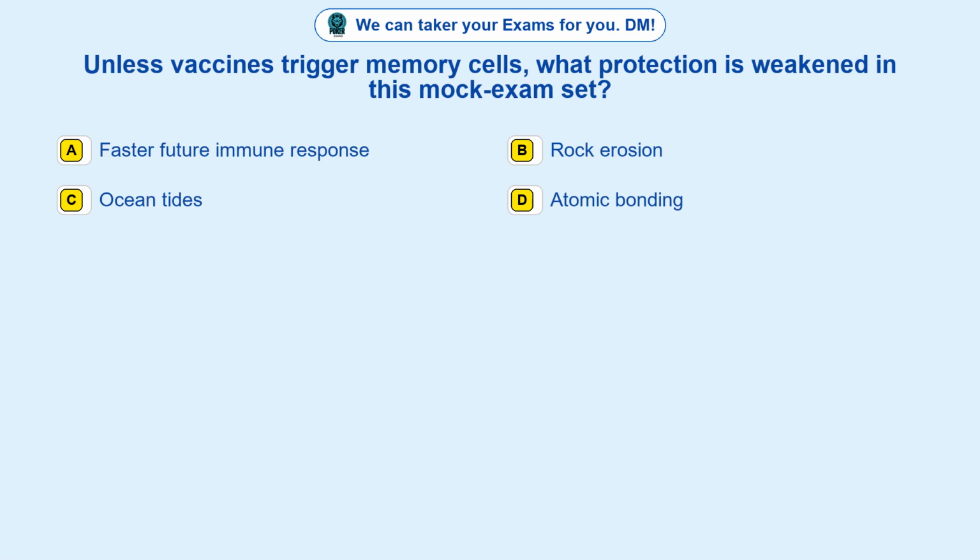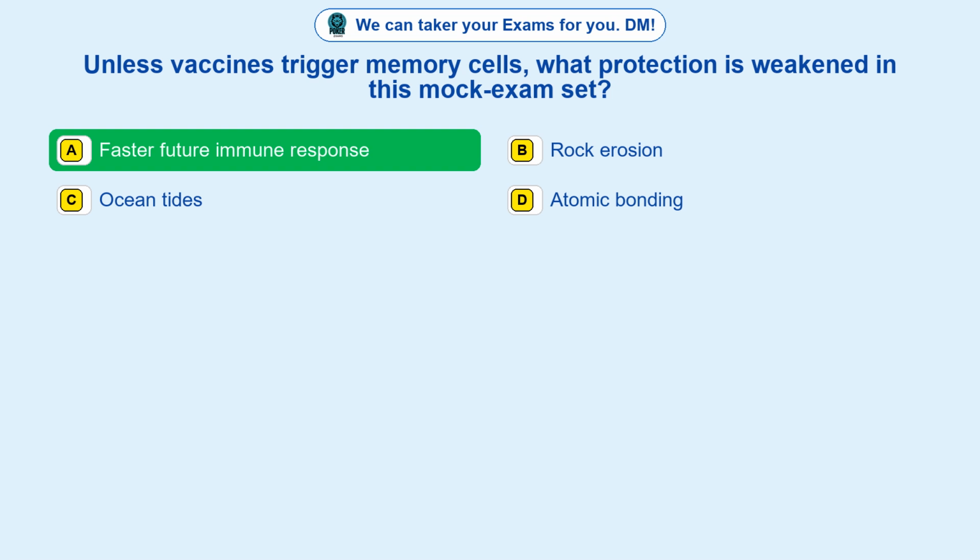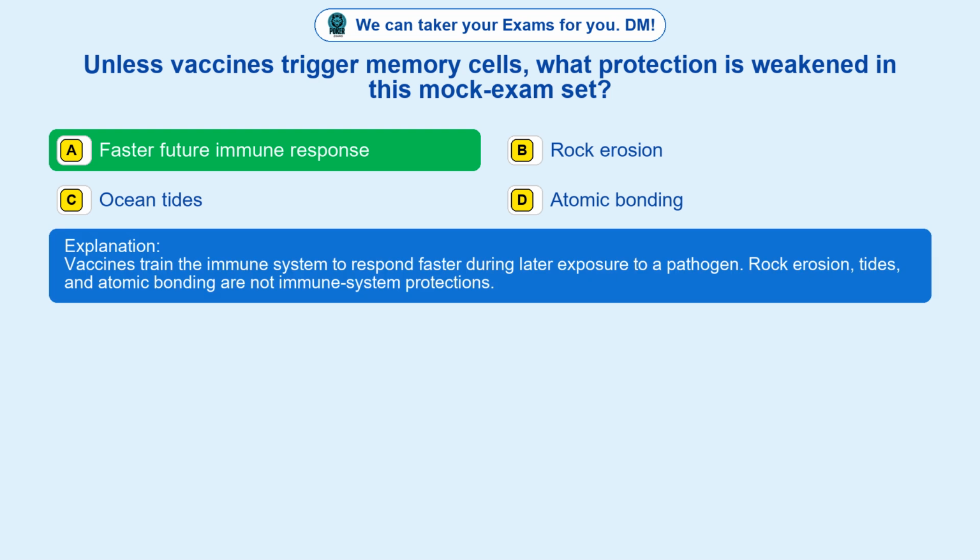Question 22. Unless vaccines trigger memory cells, what protection is weakened in this mock exam set? Option A. Faster future immune response. Option B, rock erosion. Option C, ocean tides. Option D, atomic bonding. The correct answer is option A. Faster future immune response. Vaccines train the immune system to respond faster during later exposure to a pathogen. Rock erosion, tides, and atomic bonding are not immune system protections.